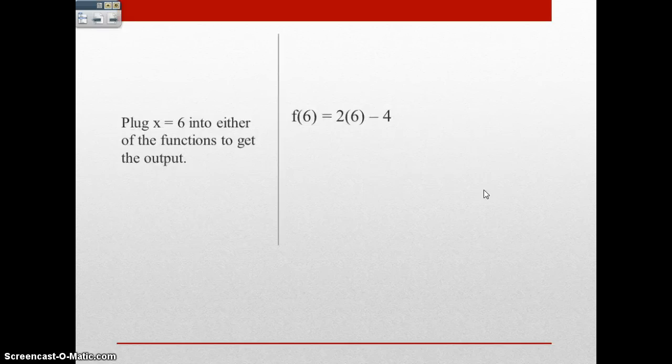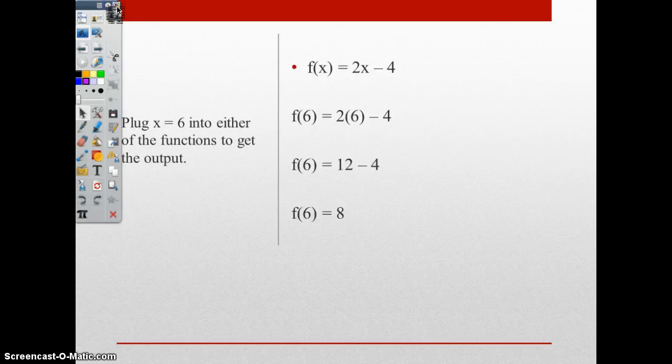I chose the f function. Plug in 6 into f of x equals 2x minus 4. I get 12 minus 4. And simple subtraction tells me that f of 6 is equal to 8. Meaning, when I plug in 6, it's my input, my output is 8. My ordered pair would read 6 comma 8, or (6, 8).